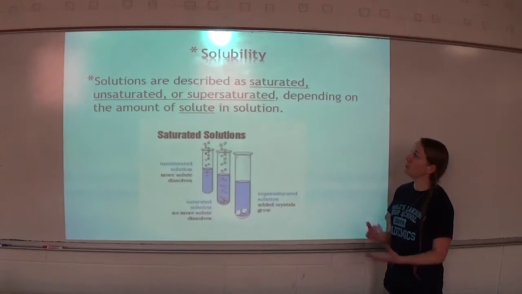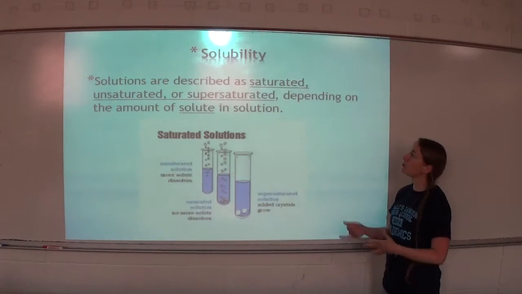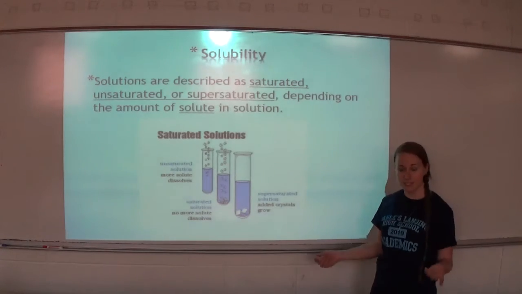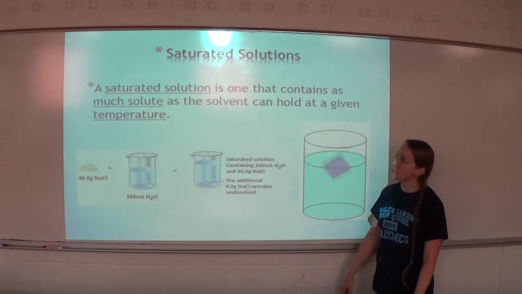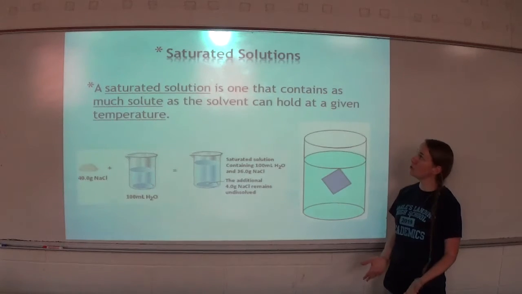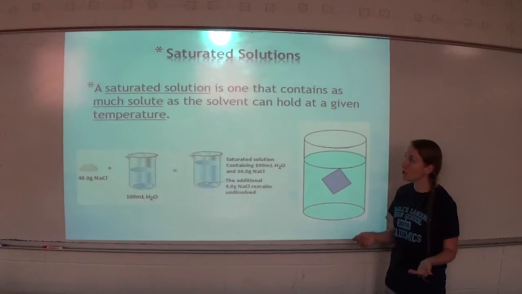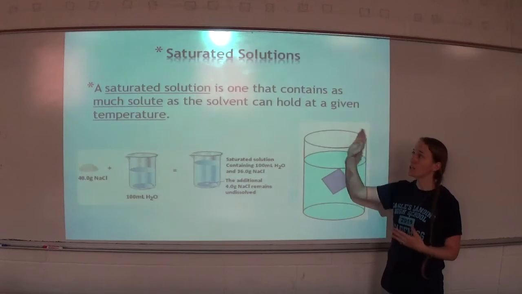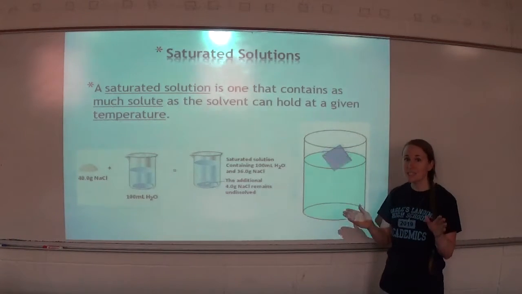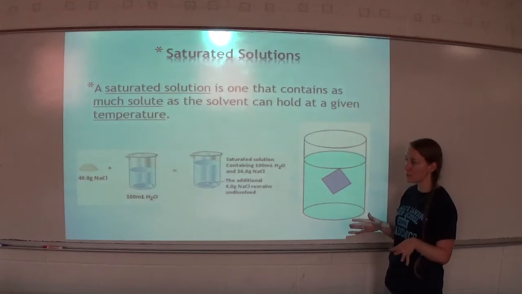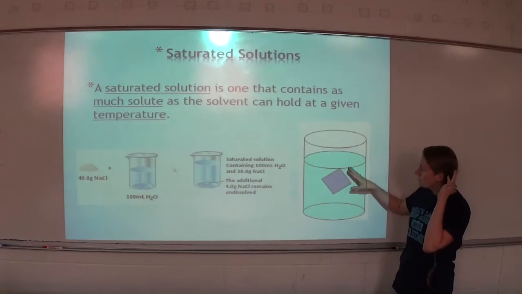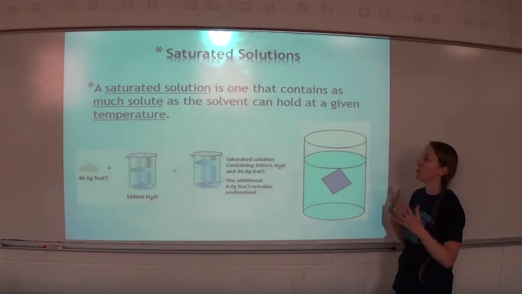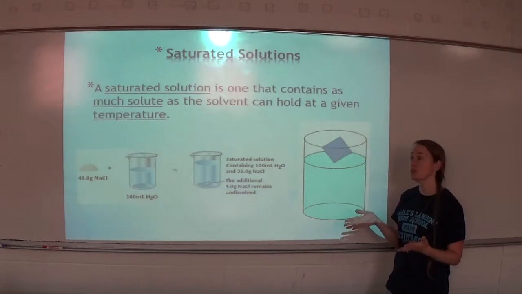So solutions can be described as saturated, unsaturated, or supersaturated depending on the amount of solute in solution. Let's talk about what those mean. Let's start with saturated. A saturated solution is one that contains as much solute as the solvent can hold at a given temperature. So a saturated solution has the maximum amount of solute possible. If you add more solute to a saturated solution, it will not dissolve.